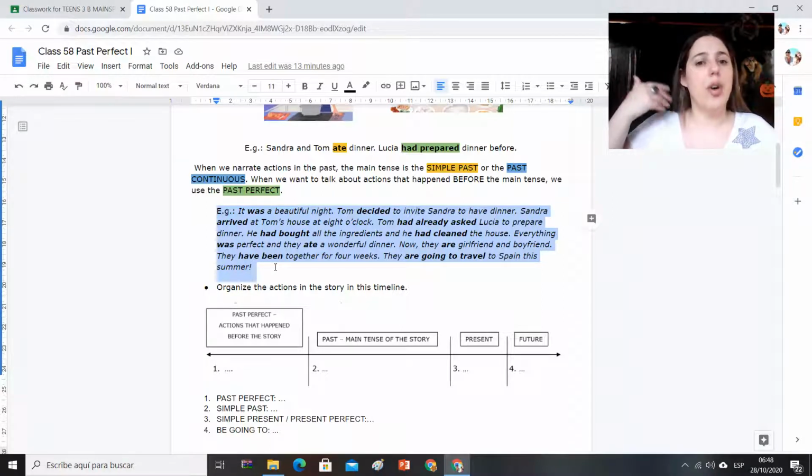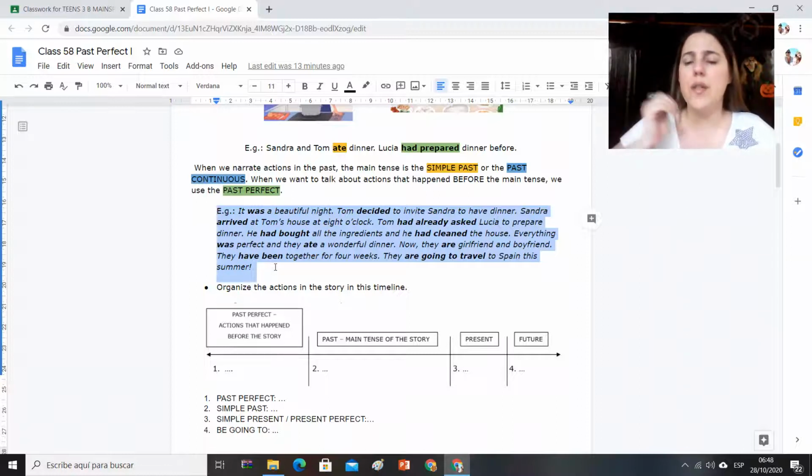He had bought all the ingredients and he had cleaned the house. Everything was perfect and they ate a wonderful dinner. Now they are girlfriend and boyfriend. They have been together for 4 weeks and they are going to travel to Spain this summer. So in this text we have simple past, past perfect, simple present, present perfect, and future.